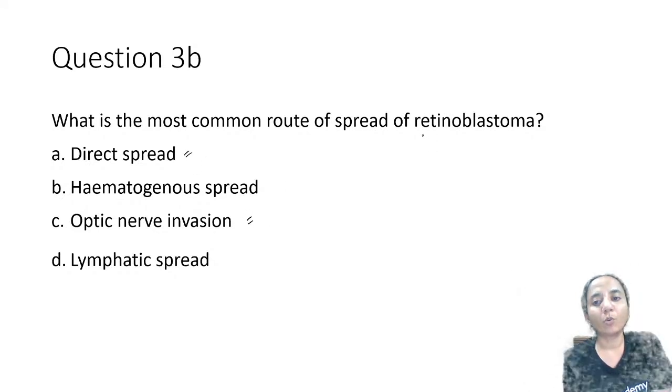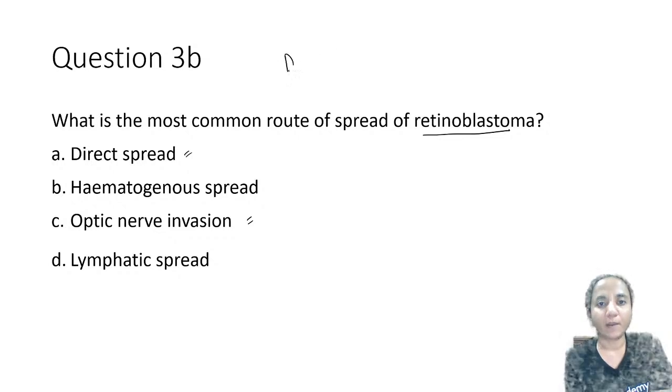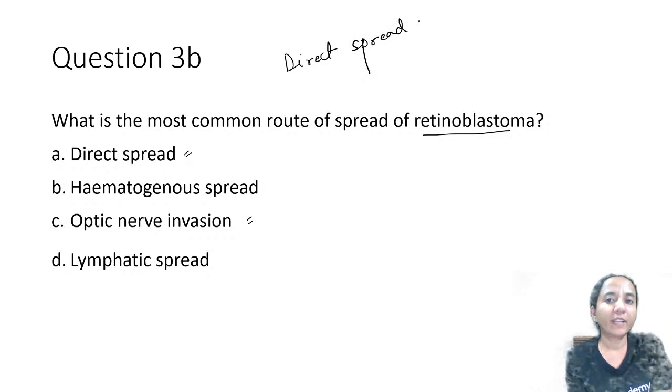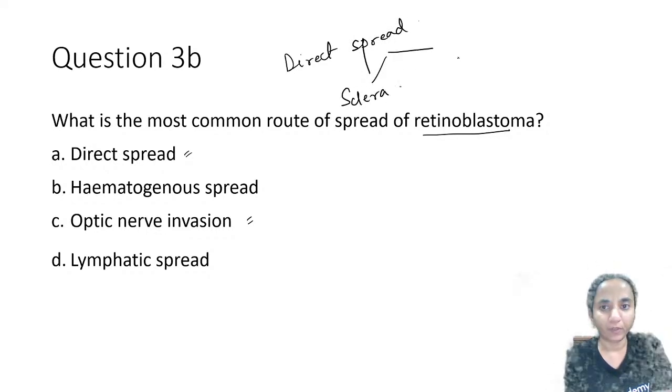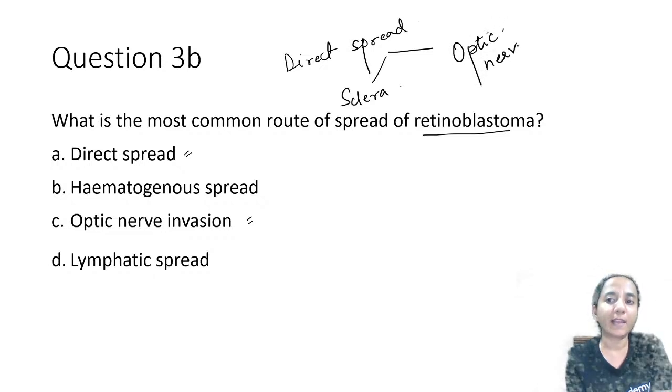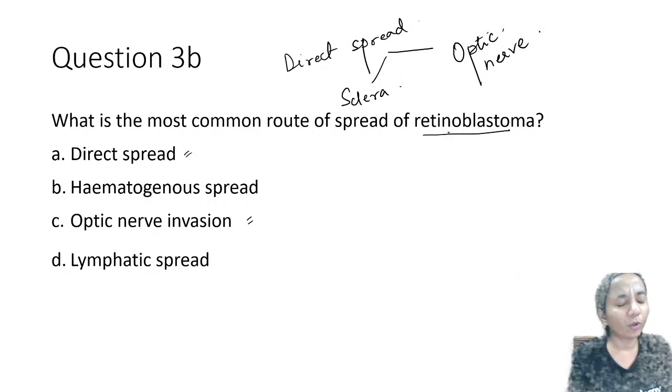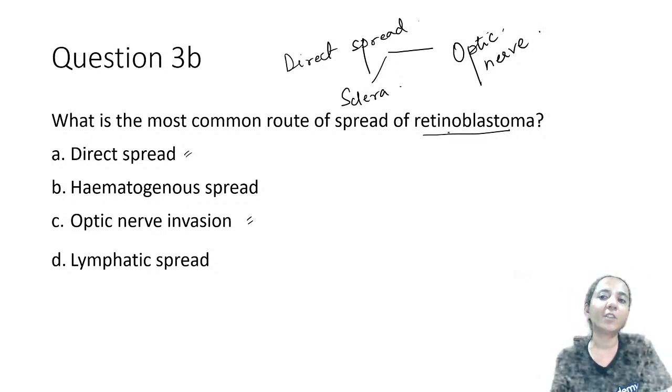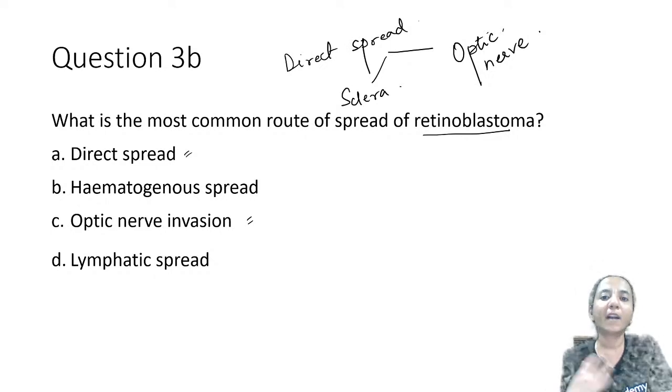The most common route of spread of retinoblastoma is a direct spread via the optic nerve. So, direct spread can be either through the sclera or through the optic nerve, both, right? Now both of them are common. Optic nerve is probably a little more common than scleral invasion. So direct spread via the sclera and direct spread via the optic nerve, both are seen, but direct spread via the optic nerve is more common.